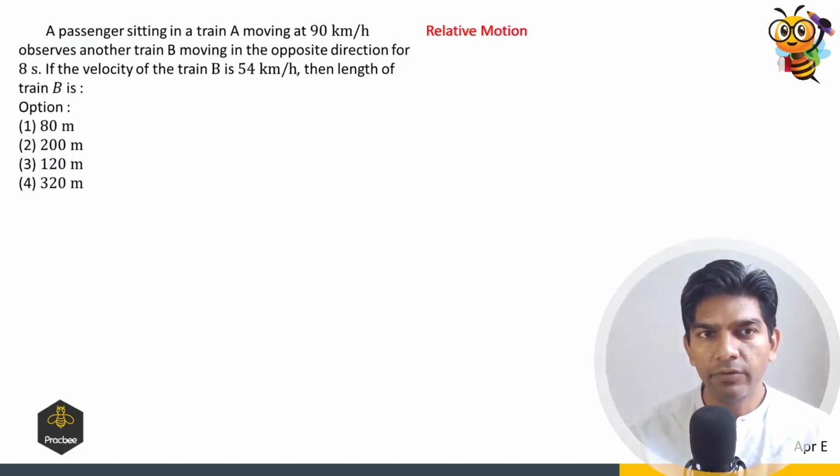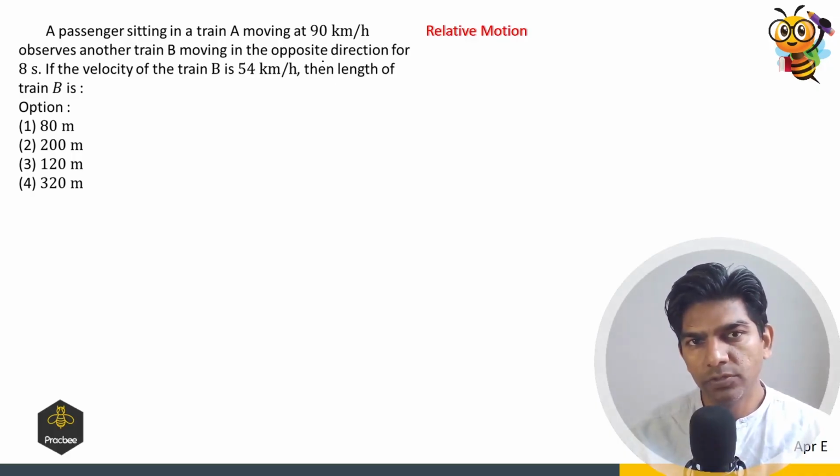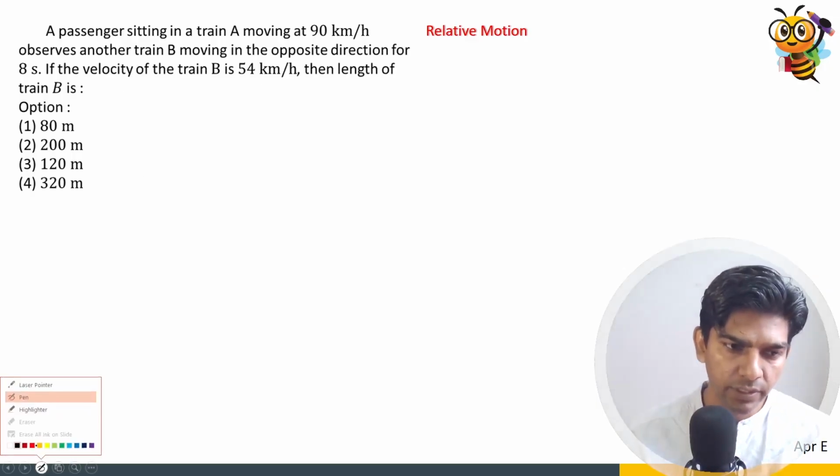Okay, a passenger sitting in train A moving at 90 kilometers per hour observes another train B moving in the opposite direction for 8 seconds. If the velocity of train B is 54 kilometers per hour, then the length of the train B is, okay, let us see what we have given.